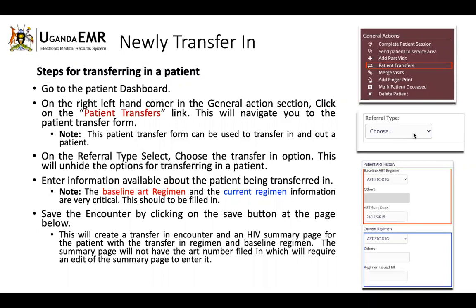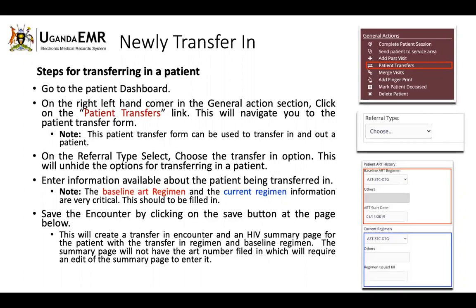So on this refer type, you actually choose transfer in. When you select transfer in on this refer type, you will be able to have a full detail page which indicates the different information, like the previous viral loads, the baseline regimen, the current regimen, the baseline CD4, and all that information piled up. So that information will unhide, and then you'll be able to fill in.